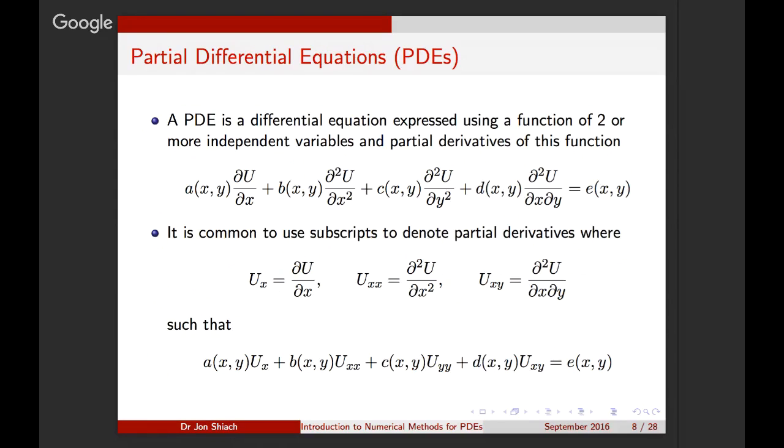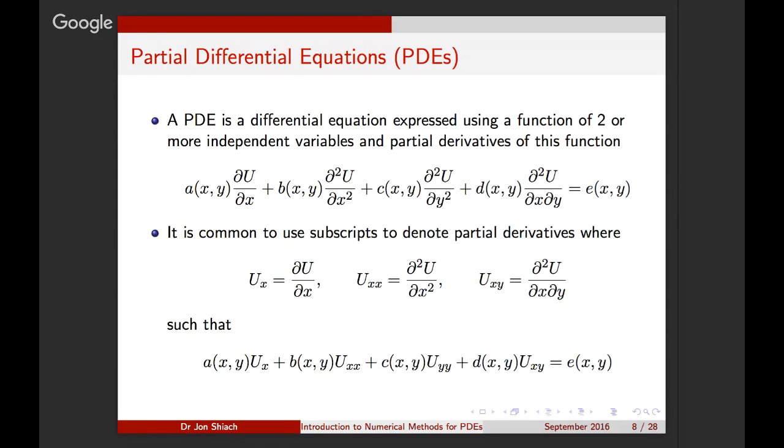So the official definition is: a PDE is a differential equation expressed using a function of 2 or more variables and the partial derivatives of that function. The function in question here is u. So big U is our function. That U tends to be the standard in the discipline to represent that function.